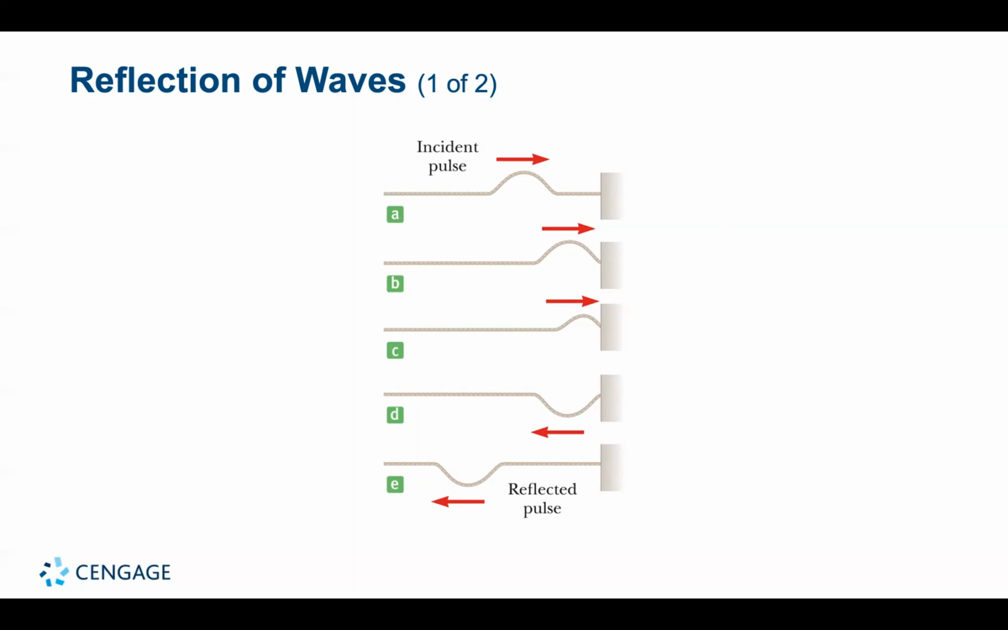So we can think about this case. When the pulse meets the wall, the string exerts an upward force on the wall. According to Newton's third law, the wall must exert an equal and opposite, that is, downward reaction force on the string. This downward force causes the pulse to invert on the reflection.